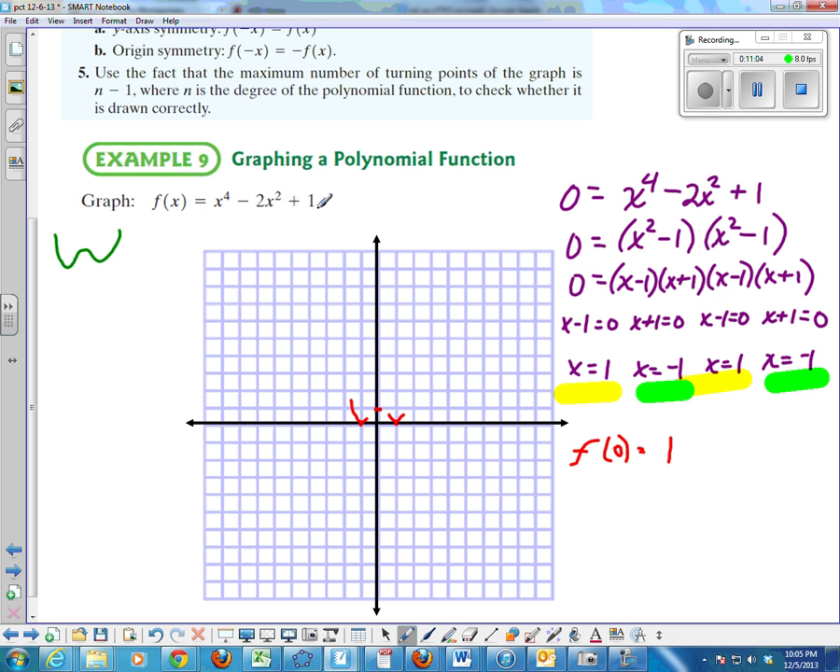Step 5 says use the fact that the maximum number of turning points of the graph is n minus 1, where n is the degree. So the degree is 4, so the maximum number of turning points is 3. And I think we can see that here. Let's draw in the W. There's one turning point, there's another turning point, and there's the third turning point. So that's a little bit wide, but I think you get the idea.